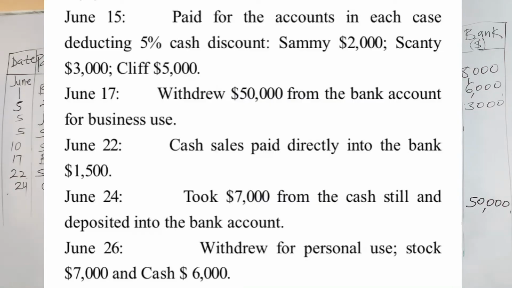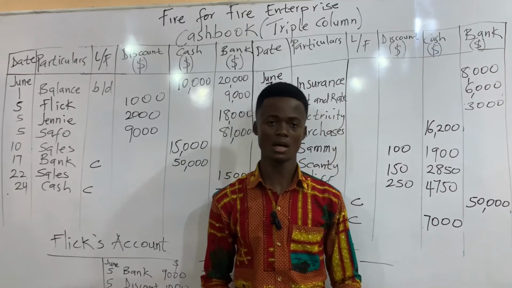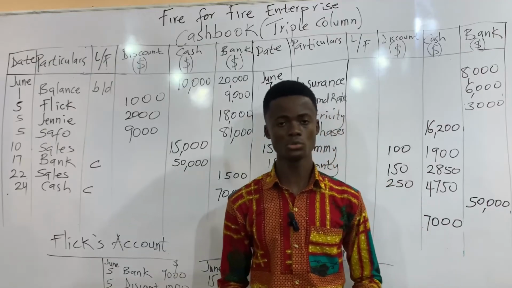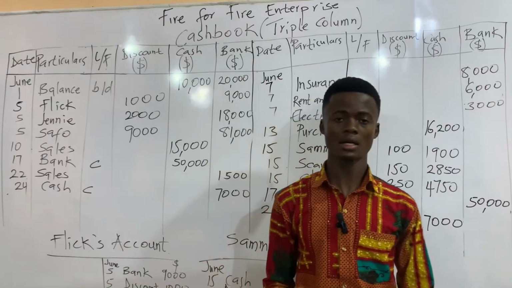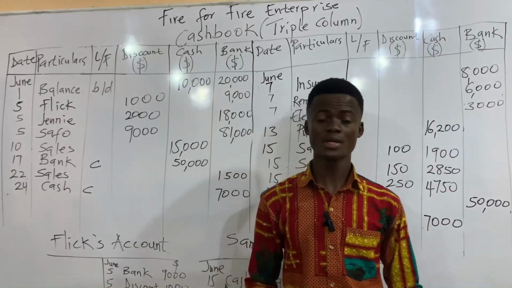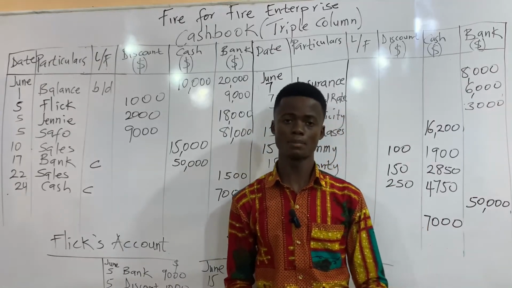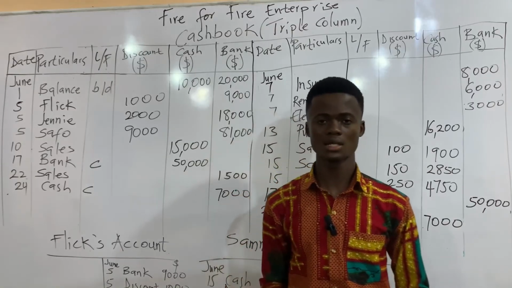The next transaction also says that on June 26th, withdrew for personal use stock $7,000 and cash $6,000. So here too, what it means is that the proprietor withdrew for personal use some stock and then cash. Whenever a proprietor or an owner withdraws an asset for personal use, the first account that needs to come to mind is the drawings account and the other one is the asset in question. So here, the first asset that was taken for personal use is the stock, and stock is recorded in the purchases account. So you will debit the drawings account and then credit the purchases account.